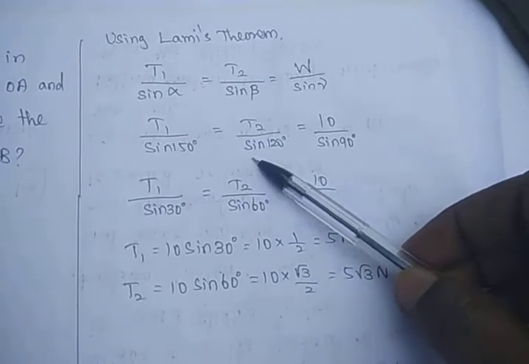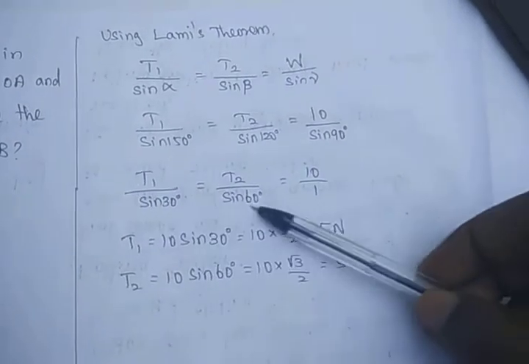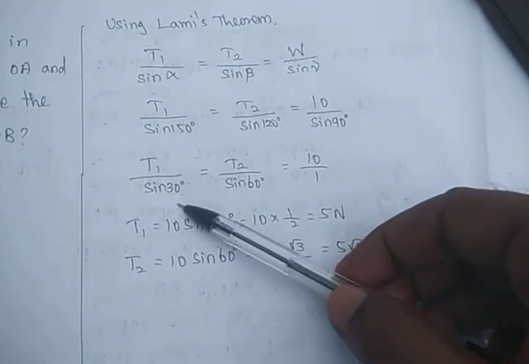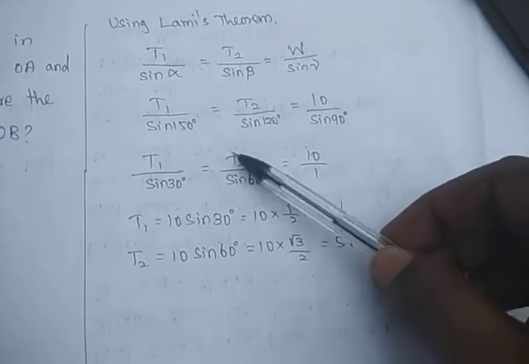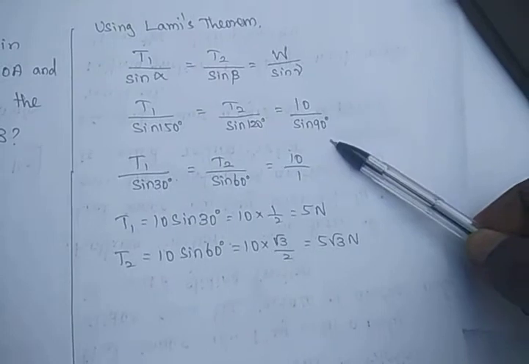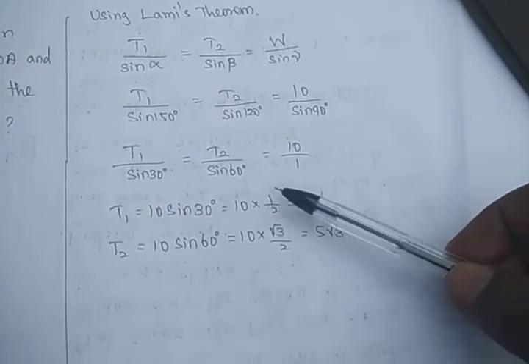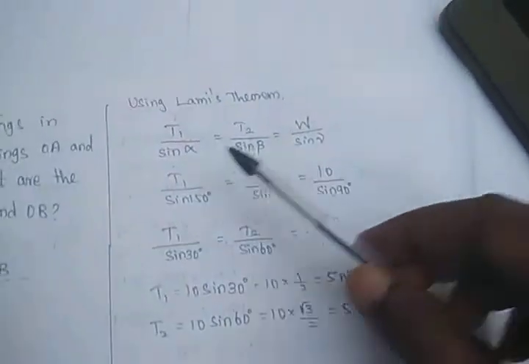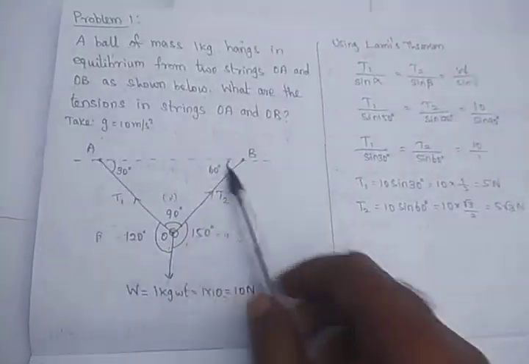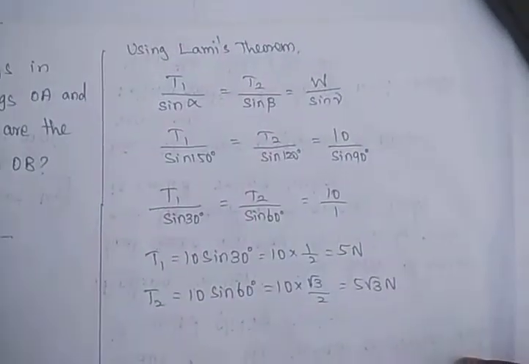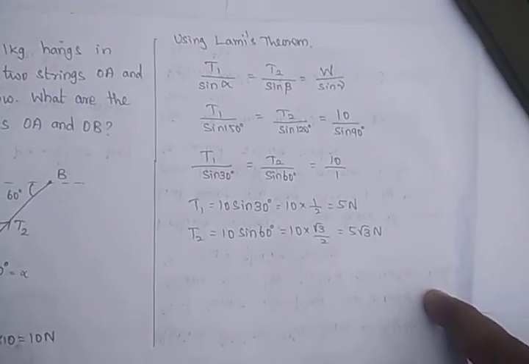So convert all using the sine formulas. We get this formula. Sin 90 is equal to 1. So T1 is equal to 10 into sin 30 degrees, and T2 is equal to 10 into sin 60 degrees. That is 10 into 1 by 2, and 10 into sin 60 degrees, and we get the answer. So very simple, students. By seeing the diagram itself, we are able to understand this is a Lami's theorem problem, and taking the angles accordingly and substituting in the formula.